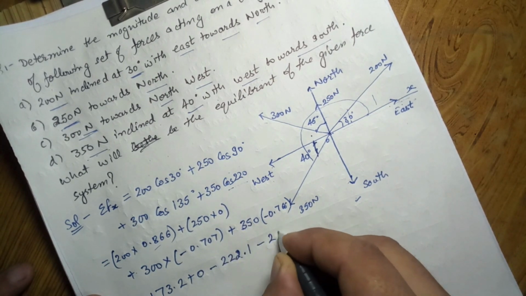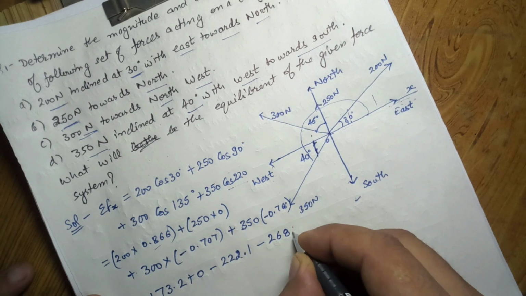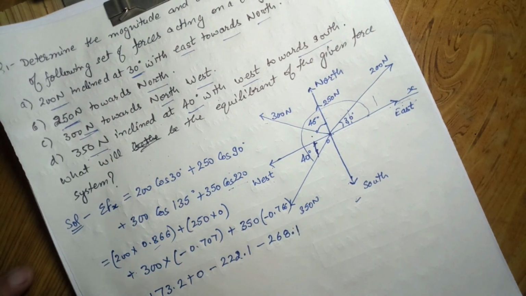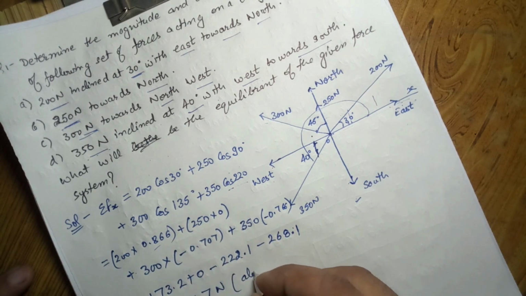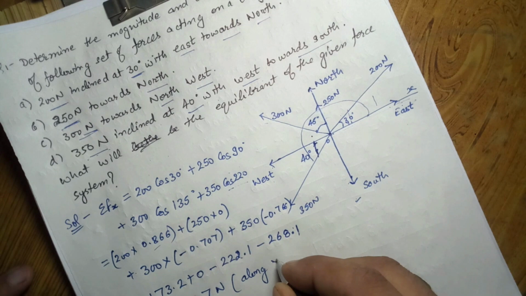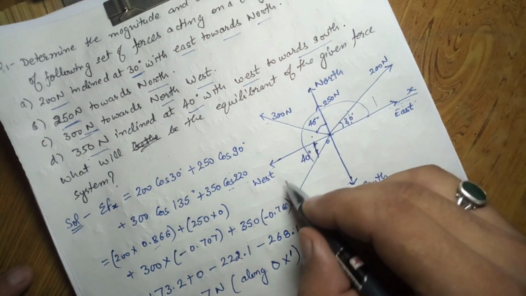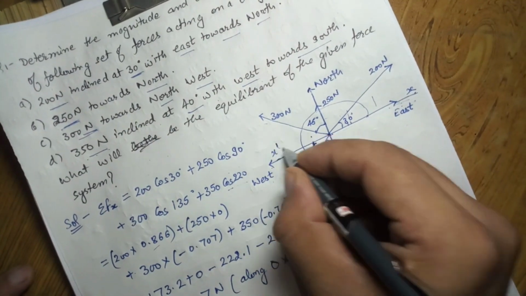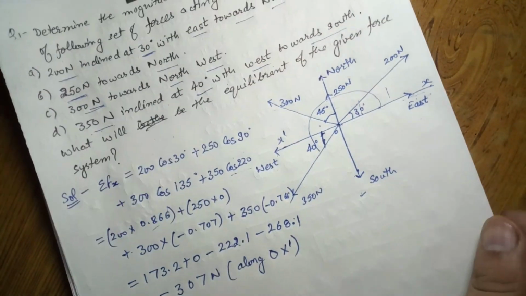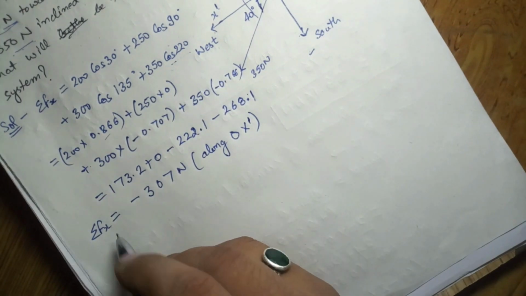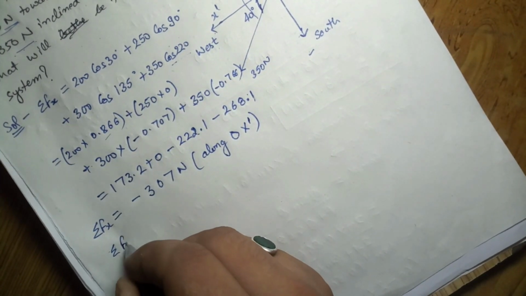Now we will find out the summation of these, and ultimately we are getting summation of Fx equal to minus 307 Newton, and that is along OX bar. OX bar means the resultant of this is not in x direction, in this direction, negative side. Similarly, we will find out summation of Fy.